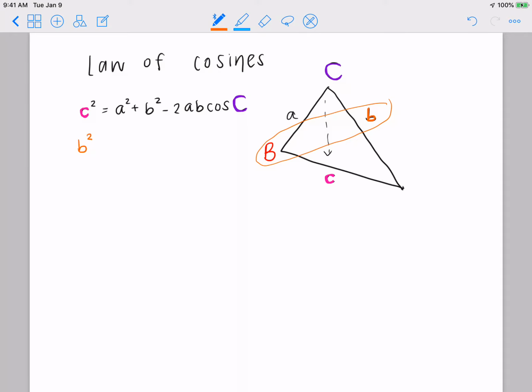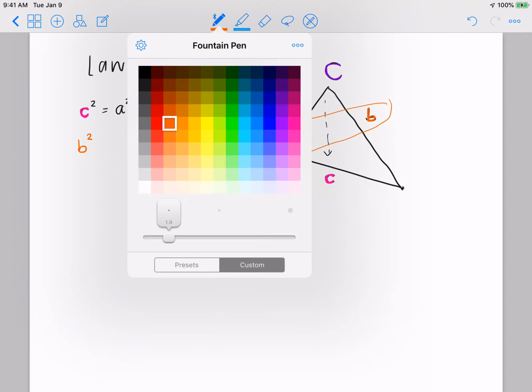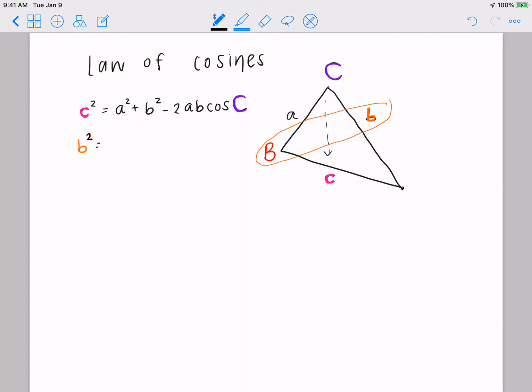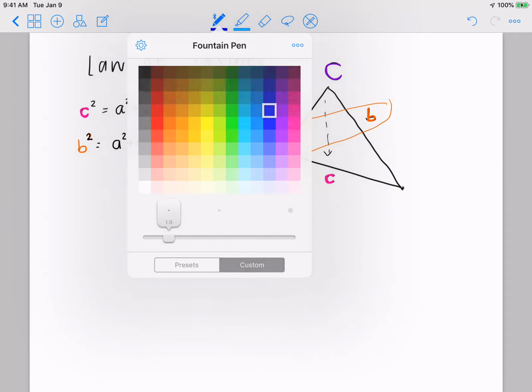So the small b, the length b, will start first, and we're going to make it equal to the other two lengths that weren't used. So a squared plus c squared minus 2. And earlier we had 2ab, so this time we're going to use 2ac times cosine big B. Okay, if you want to, you can set up the last one. I'm going to go ahead and show you an example.